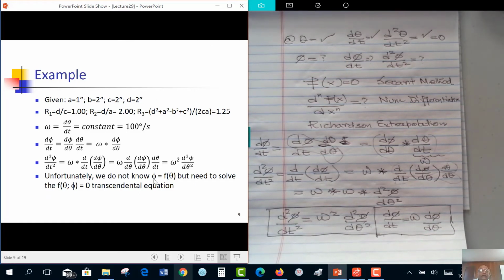We don't know phi as a function of theta. So we need to solve that transcendental equation, that parametric equation.